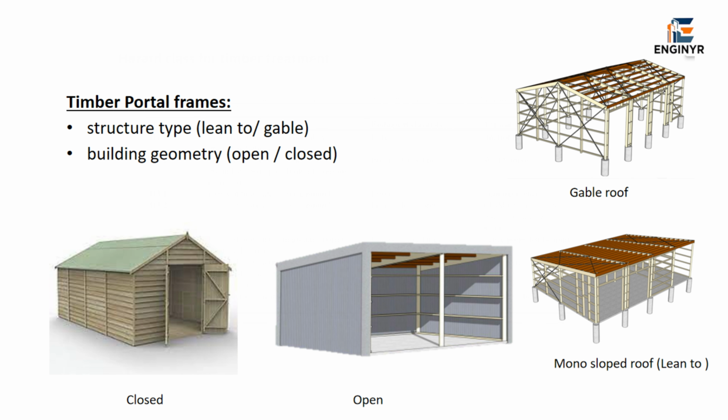Timber portal frames are generally classified by 2 things: structure type and building geometry. In terms of structure type, we have gable roofs and mono-sloped or lean-to roofs. In terms of geometry, a building can be either closed, fully enclosed on all sides, or open without full wall cladding. These classifications directly affect how loads are distributed through the frame.